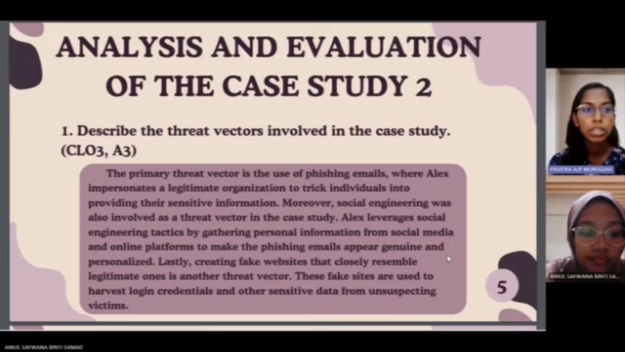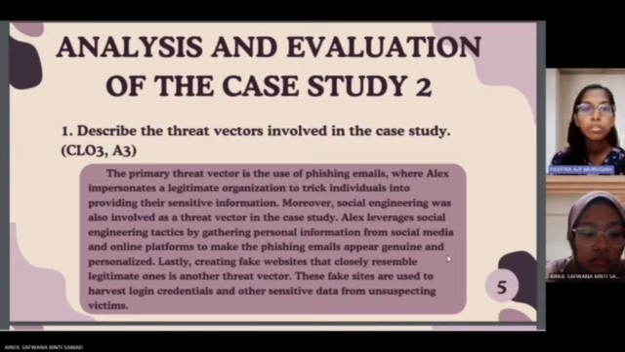Now I will be presenting the analysis and evaluation of case study 2. The first question is to describe the threat vectors involved in the case study. In the case study, the primary threat vector is the use of phishing emails, where Alex impersonates a legitimate organization to trick individuals into providing their sensitive information.